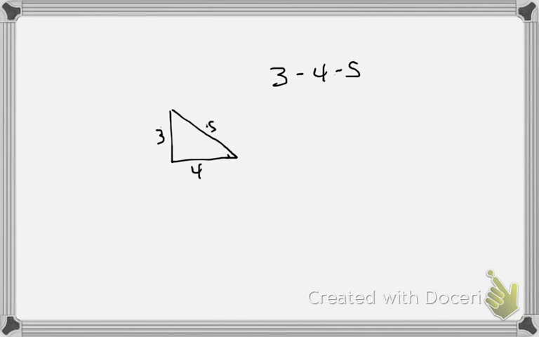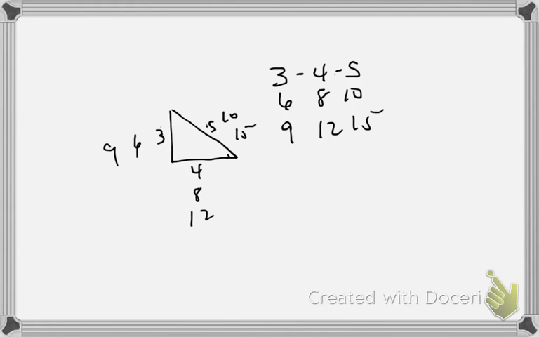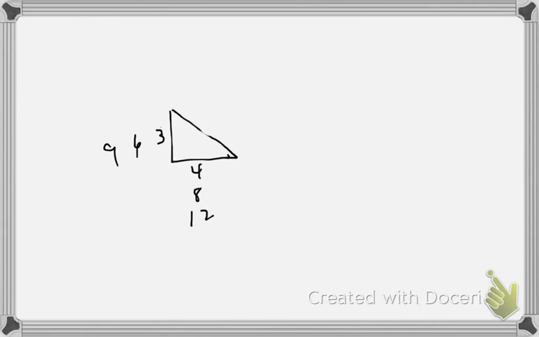Think about it. If I multiplied all these by 2, I'd get 6, 8, and 10. So this could be 6, this could be 8, and this could be 10. I could multiply it, make this 9, 12, and 15. And again, this could be 9, 12, and 15. All these, if I reduced them, would still be perfect. This could go on forever when you have multiples of 3, 4, and 5. Now, how can you tell if you have a 3, 4, 5 triangle, and how would you solve it quicker?